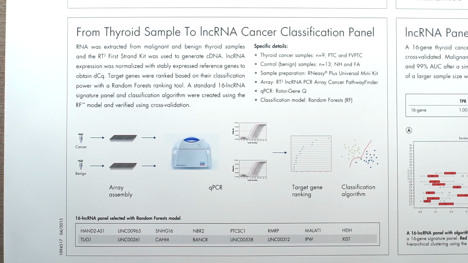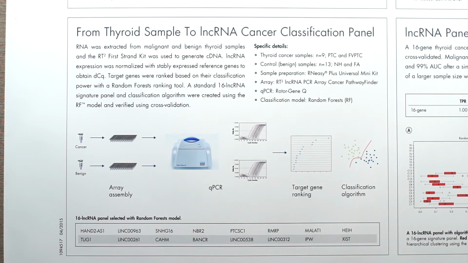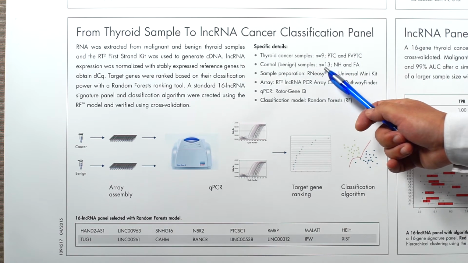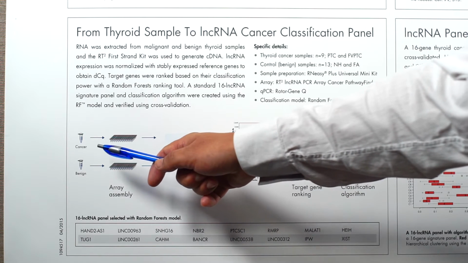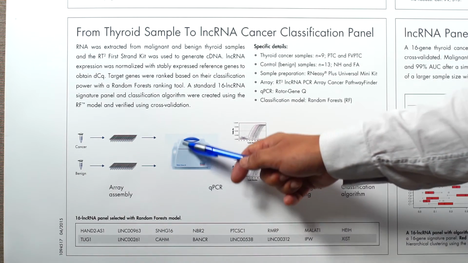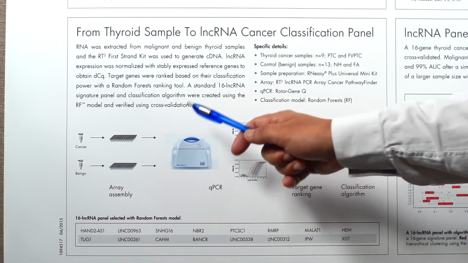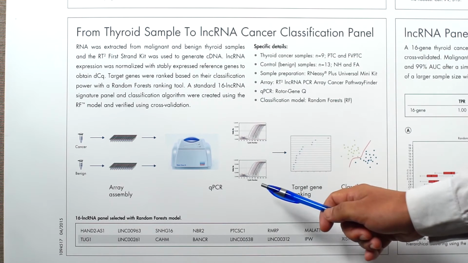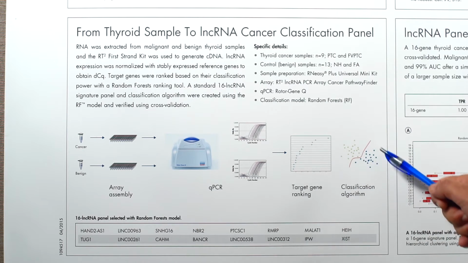With this cancer-related lncRNA array, the whole workflow from sample to result is pretty easy. The thyroid cancer samples and the control samples were processed to generate the purified RNA, and then the RNA was converted to cDNA with our first strand kit. Then the reaction mix was applied to the array and run on the qPCR cycler. The raw CT values were further processed and put into this random forest-based biomarker program.